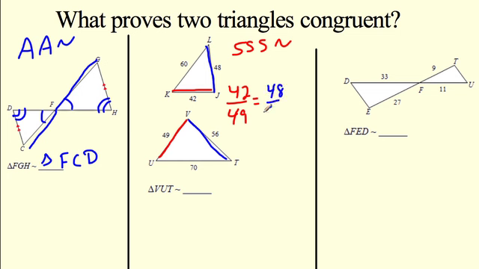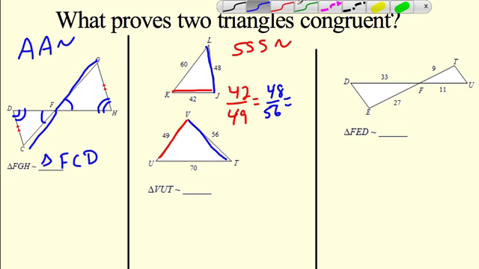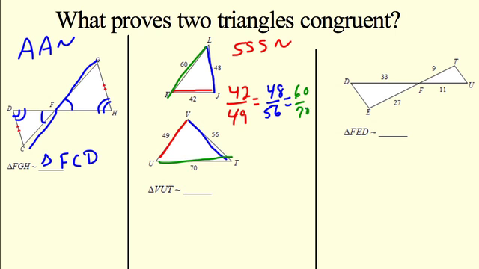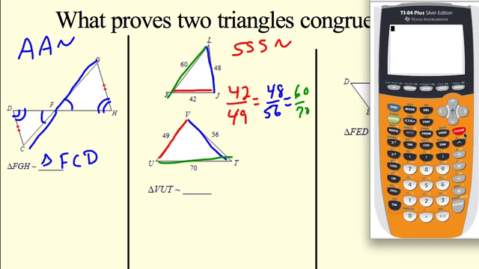So 48 is to 56. And that must match which one? The last side, big side. 60 is to 70. So if all these are the same, they all have to work. So now we have to check them. Last time I told you it was similar, so I knew it was going to work out. Here I'm not real sure.